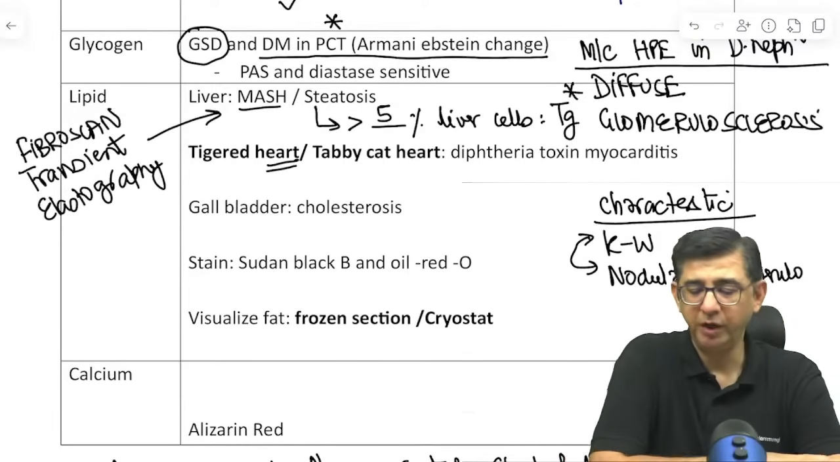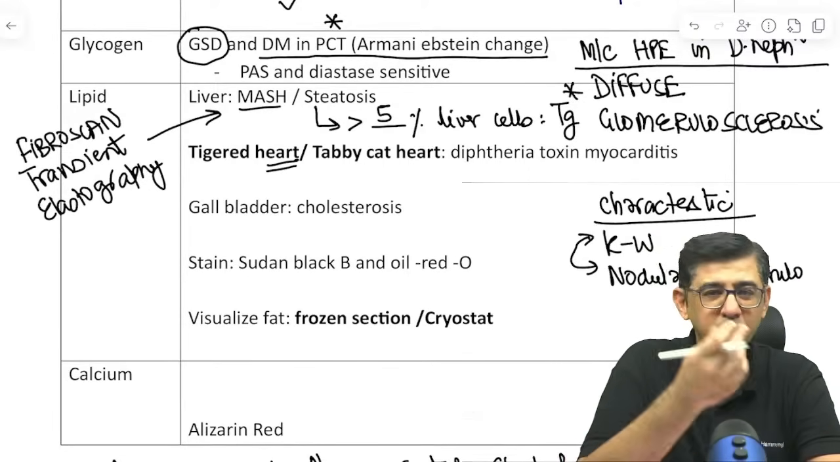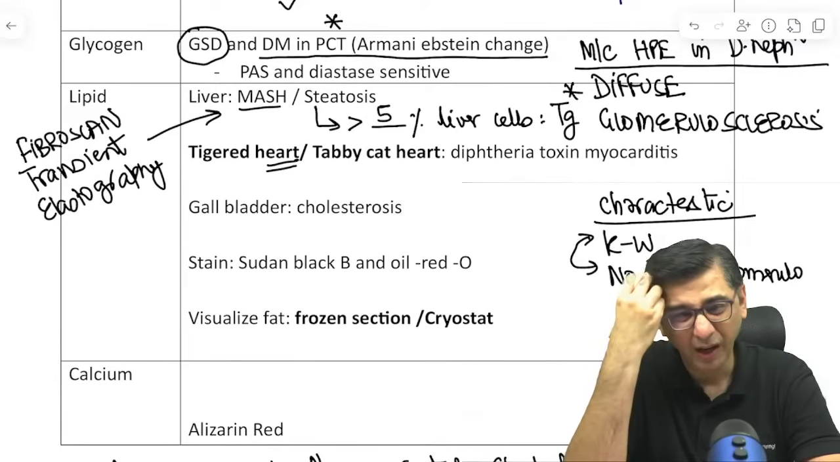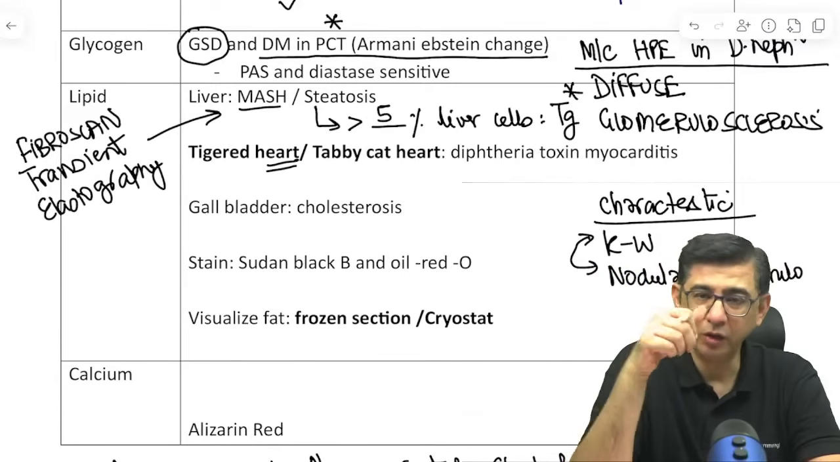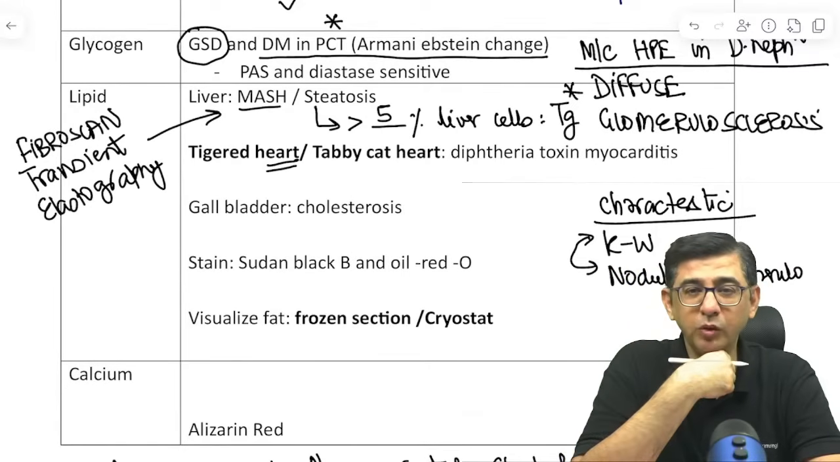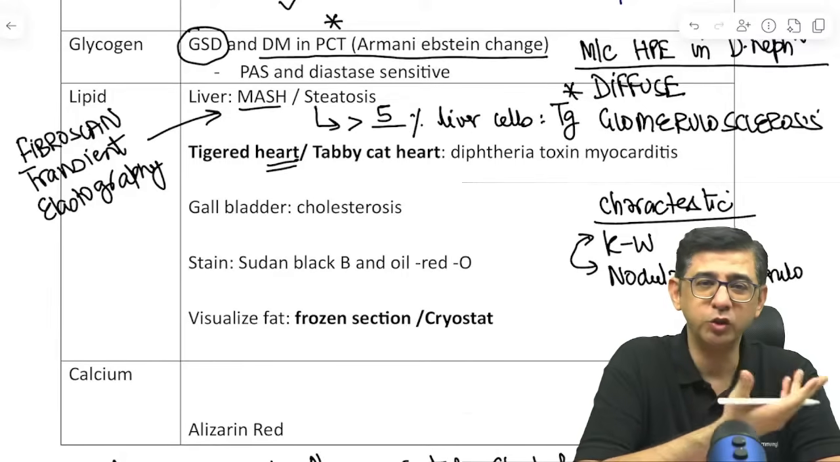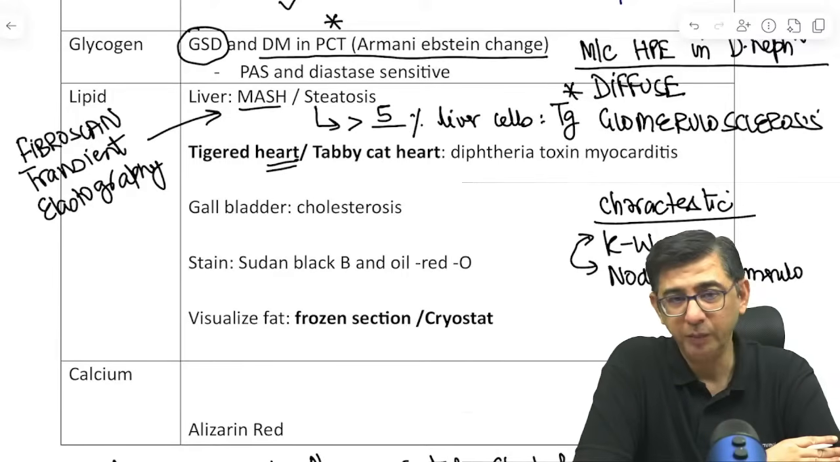This would be seen with diphtheria toxin, myocarditis. In diphtheria, the commonest cause of death is myocarditis, and the second cause is development of choking. The village people call this गलघोटू. गलघोटू means it chokes the patient in laryngotracheal diphtheria.